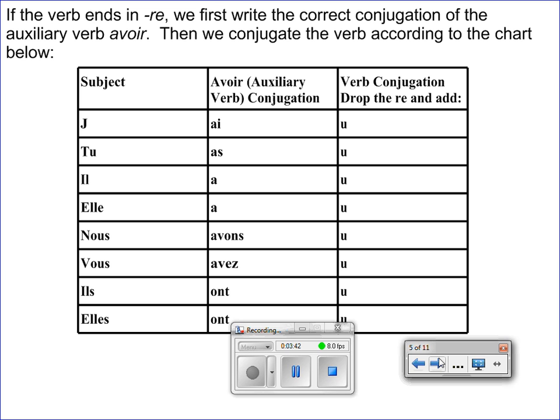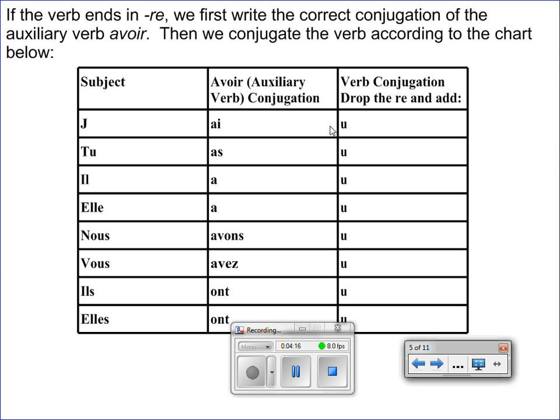If the verb ends in re, we first write the correct conjugation of the auxiliary verb avoir. Then we conjugate the verb according to the chart below. So this looks very similar to the prior chart. So I have my subjects, starting with je, all the way down to elles. My next step is to conjugate the auxiliary verb avoir, just like I did with the previous chart. But now here's what's really interesting.